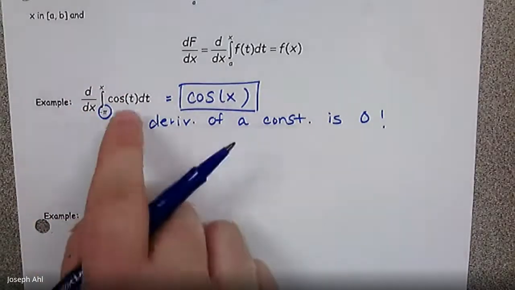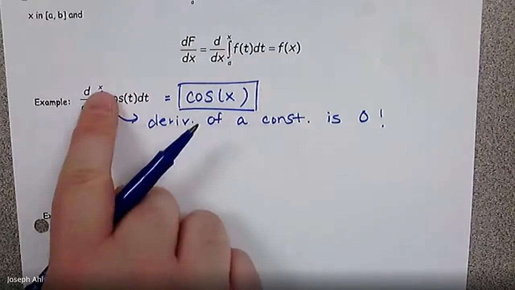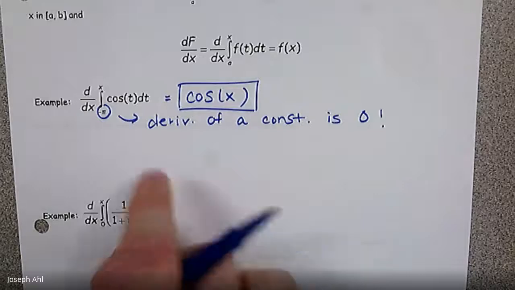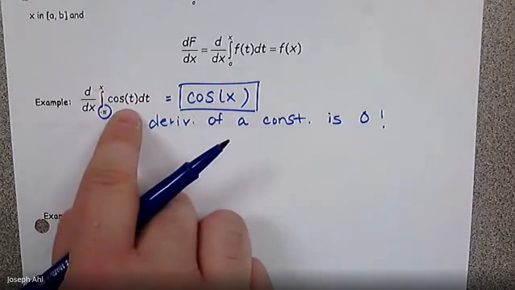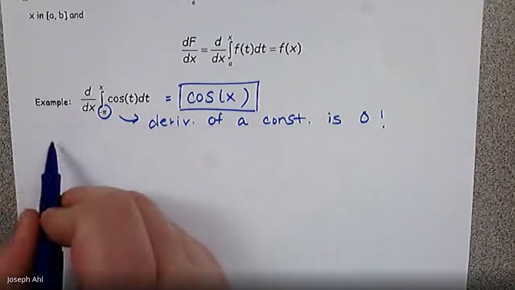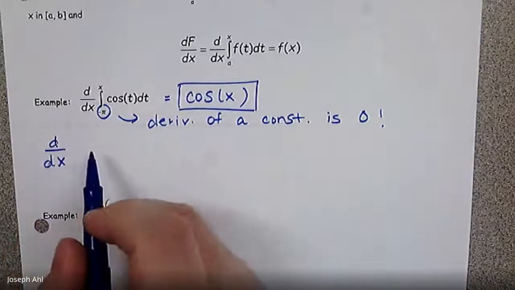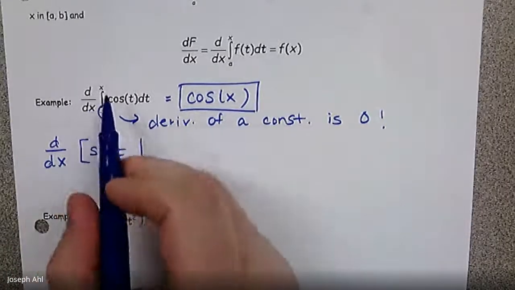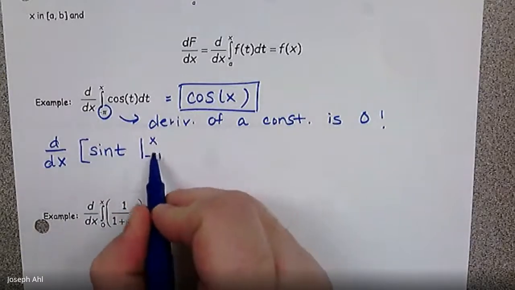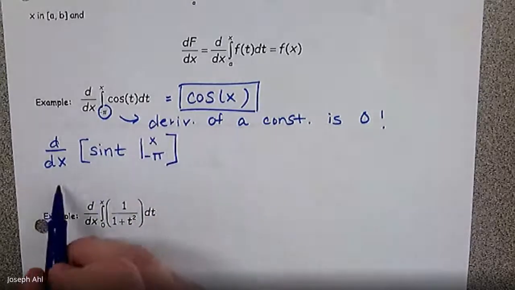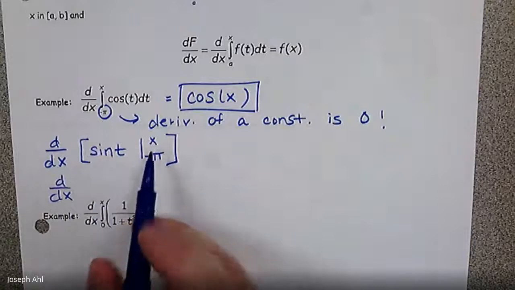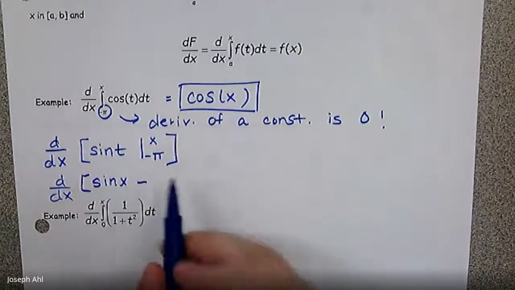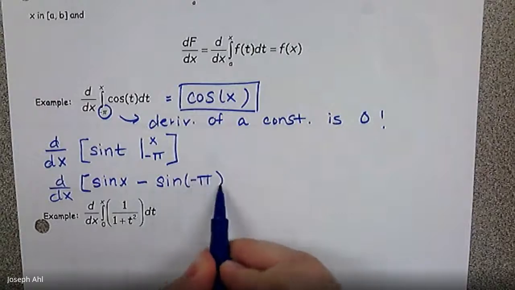And if you're unsure, go ahead and evaluate this definite integral with respect to that x, and then take its derivative and see what happens. In fact, we could do that pretty easily. The antiderivative of cosine of t would be sine of t. So I want to do the derivative with respect to x of sine of t with the appropriate bounds of an upper bound of x and a lower bound of negative pi. So there's going to be the derivative with respect to x of the upper bound, which would be sine x. And then I'm going to do minus sine of negative pi.